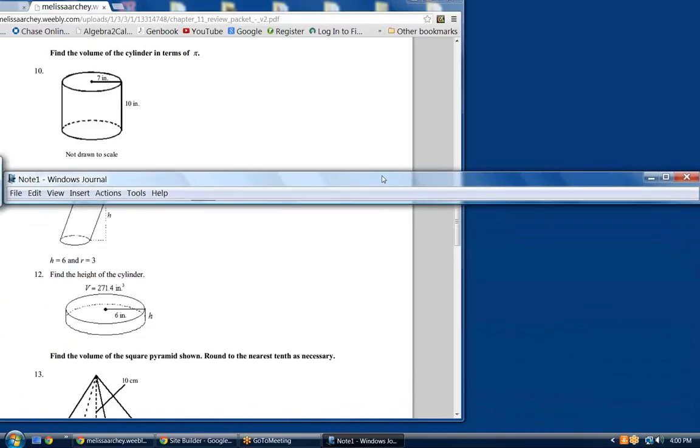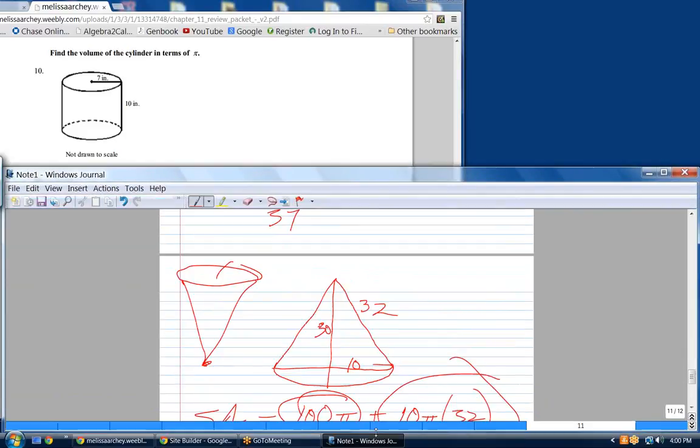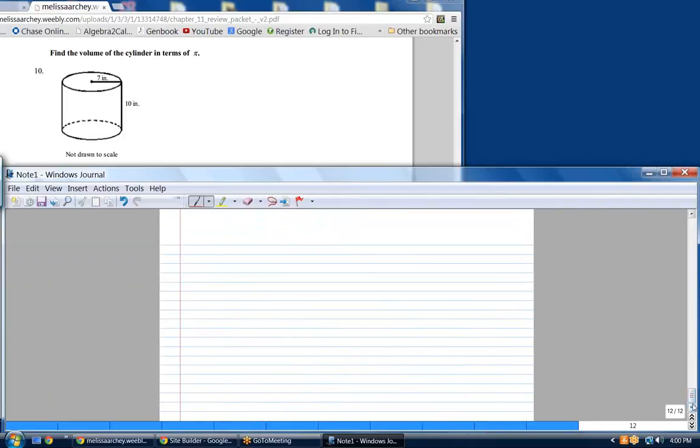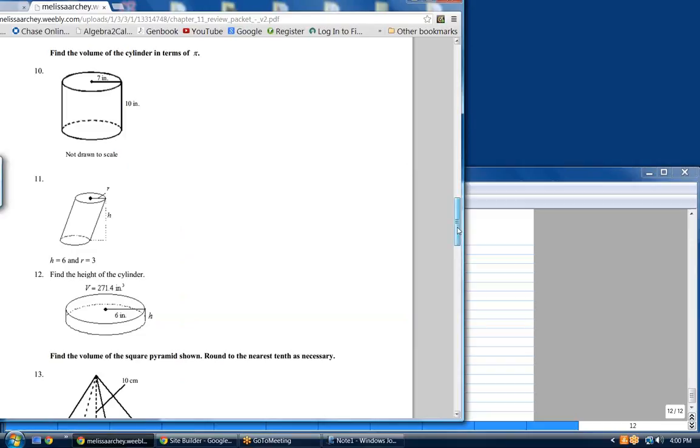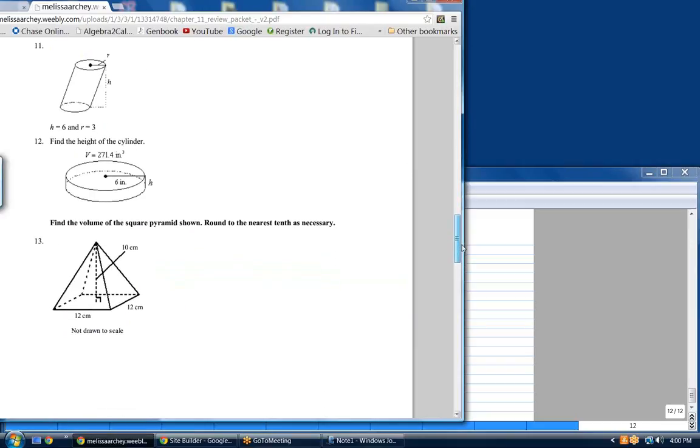Whoops, hold on a second. So now it's volume, so it's pi r squared times the height. Right? How about this? Are they still looking for volume there? Yeah, they want volume here. It'd be the same thing then. Yes, pi r squared.